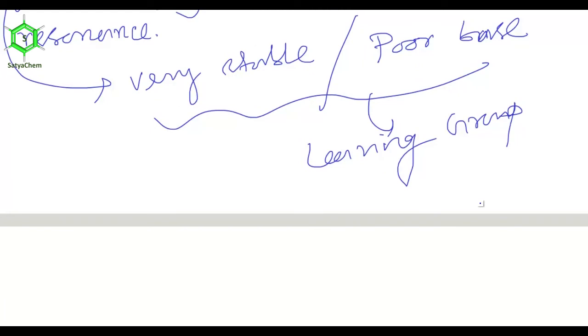In the MCQ, there will be lots of anions, four or five anions. You need to arrange them in decreasing or increasing order of nucleophilicity, or which one is a better leaving group. Accordingly, you need to arrange.